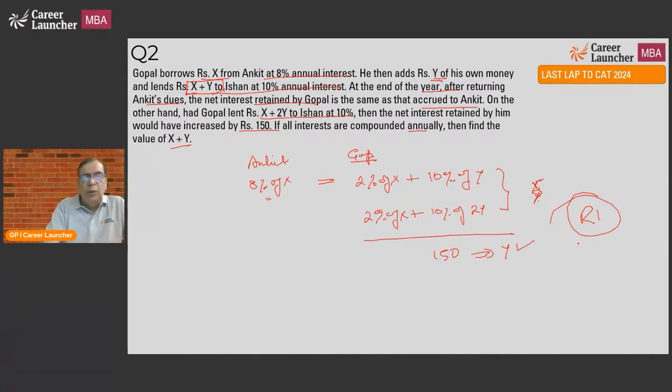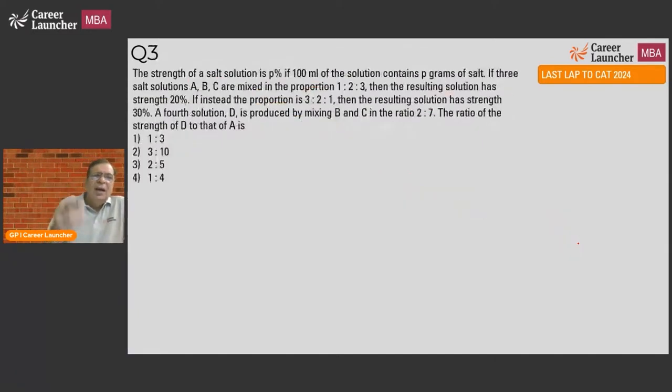Okay. Another round 1 question. Again, we can clearly see there's a ratios question. The strength of a salt solution is P% if 100 milliliters of the solution contains P grams of salt. 3 salt solutions A, B, C are mixed in the ratio of 1:2:3. The resulting solution is of strength 20%. So we have A, B, C. Let me say A is A% salt, B is B% salt, C is C% salt. If they are mixed in the ratio of 1:2:3, that means we get a 20% mixture.